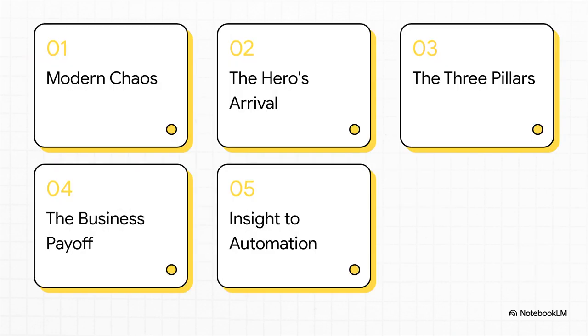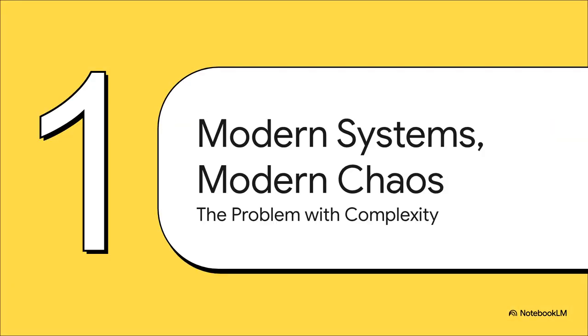All right, so here's our game plan for this explainer. We'll start in the chaos of modern systems. Then we'll meet our hero, observability. We're going to break down the 3 pillars it stands on, look at the real-world business payoff, and finally, we'll get a little peek into what's next, the automated future. So, let's dive right into the problem.